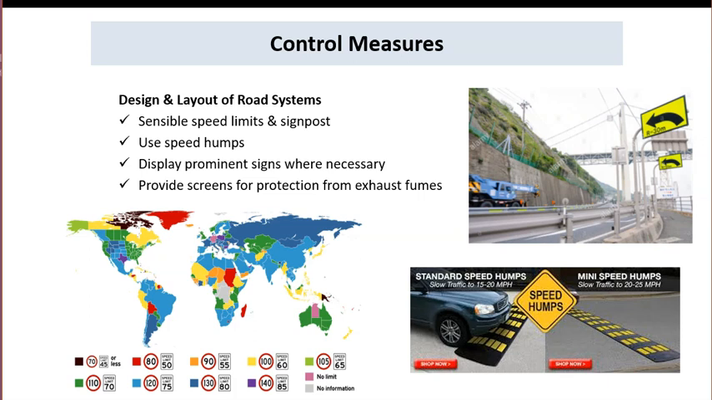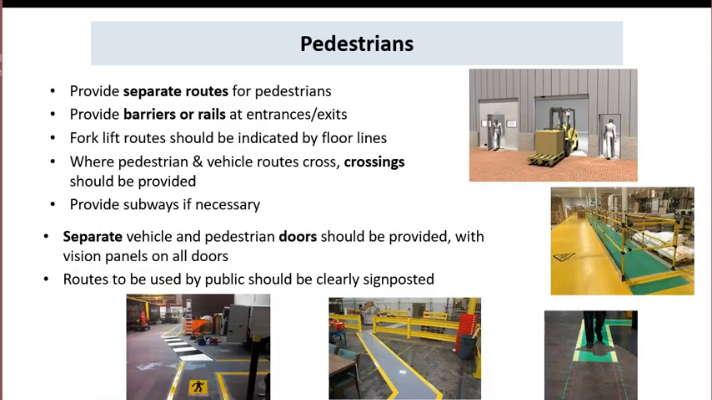The other control measures cover the speed limit, signposts, speed humps, displaying permanent signs when necessary, and providing screens for protection from exhaust fumes. And for the pedestrians, who can be workers or visitors, provide separate roads for them like this, very clearly signed. And providing a barrier is the best.